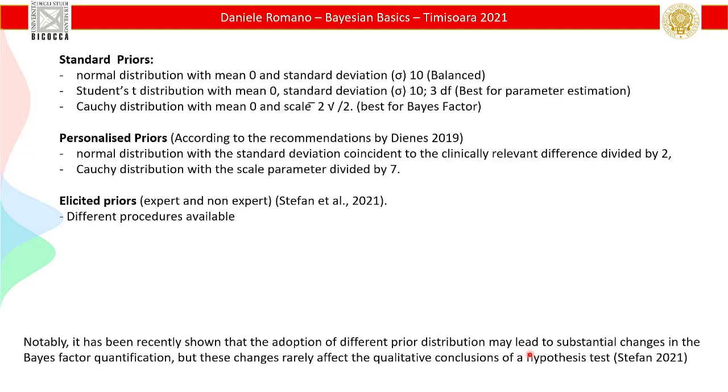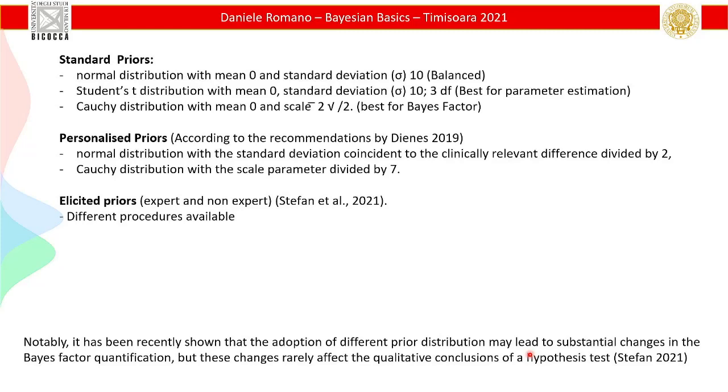So for example, a normal distribution with mean 0 and standard deviation sigma of 10 gives you balanced results between a good parameter estimation and a reliable Bayes factor. If you want to put more emphasis on the parameter estimation, the suggestion is to use a Student's t with mean 0 and standard deviation 10 with 3 degrees of freedom. Now you see how arbitrary these priors can look. They work. If you plug them into your analysis and you have enough data, they show that they work. There's no real good reason why they work.